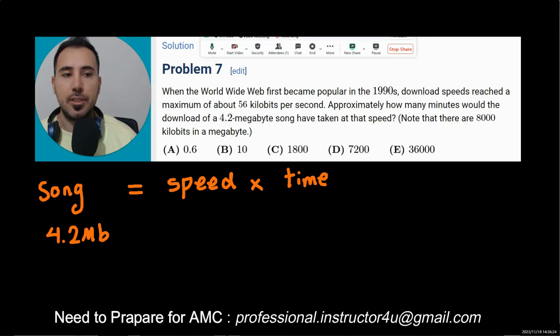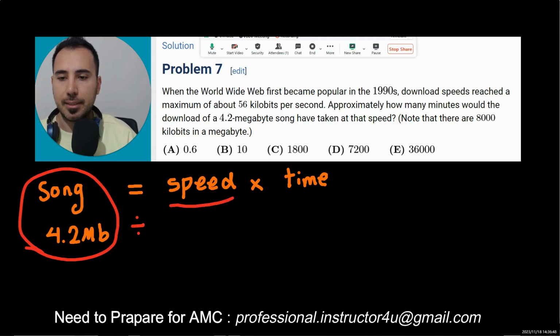Note that there are 8,000 kilobits in a megabyte. Now, we're going to download this song that is 4.2 megabytes. And we know the faster the speed becomes, the shorter the time. So the question is asking for time, then we have to get this number and divide it by this number to find time. Let's do that.